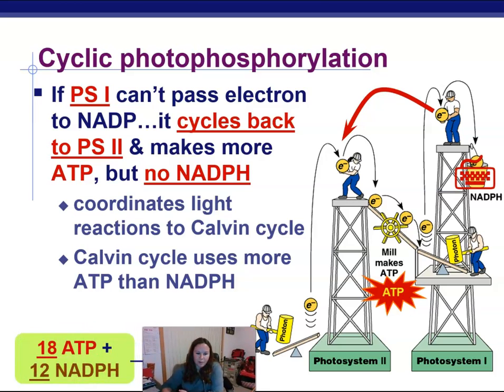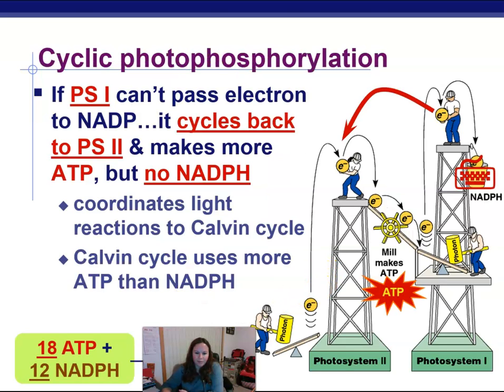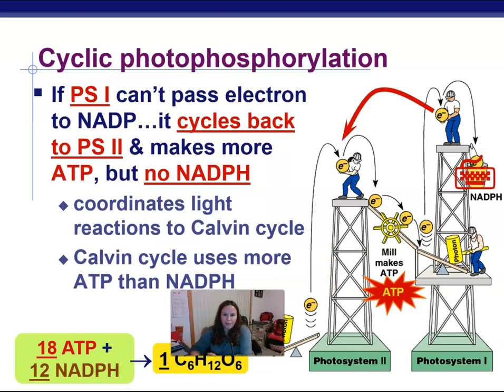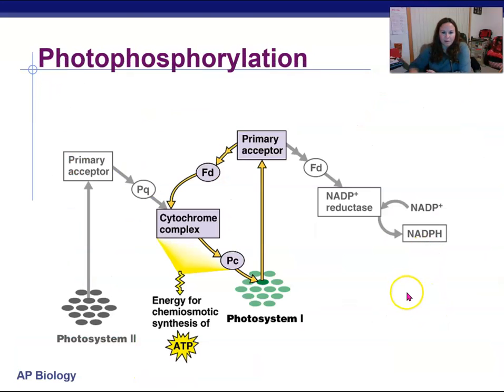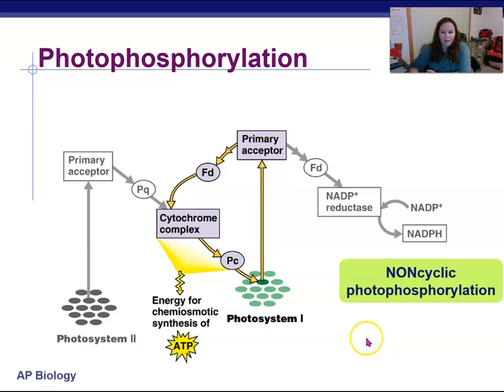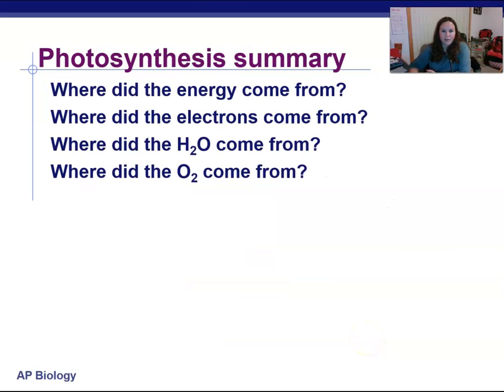Get my picture out of the way. It's going to require 18 ATP versus only 12 NADPHs. And all of that makes only 1 glucose. All right. I'm going to bounce through that, just like an electron bouncing.